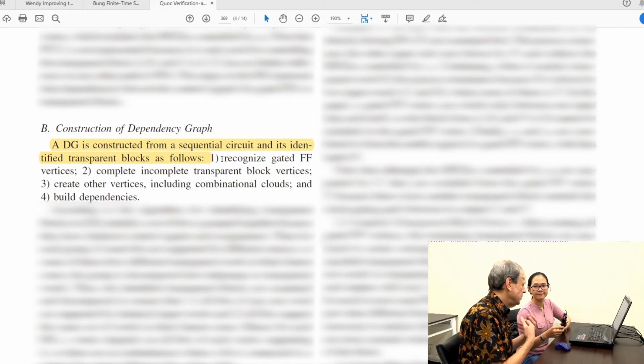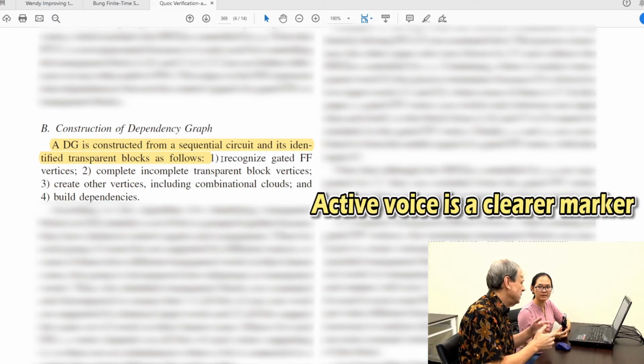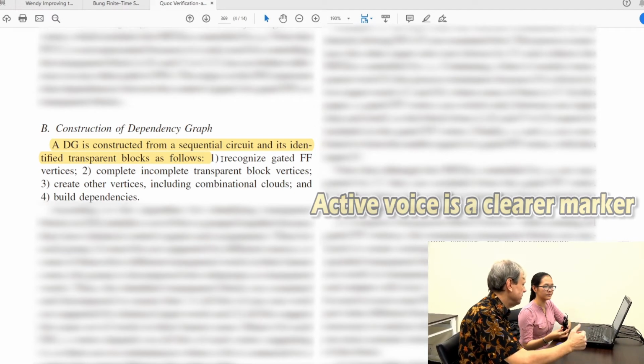Right, because you could say a DG is constructed about somebody else's work as well. But if they said, now we construct a DG graph, then it's very clear that it's the beginning of their work. Yeah.